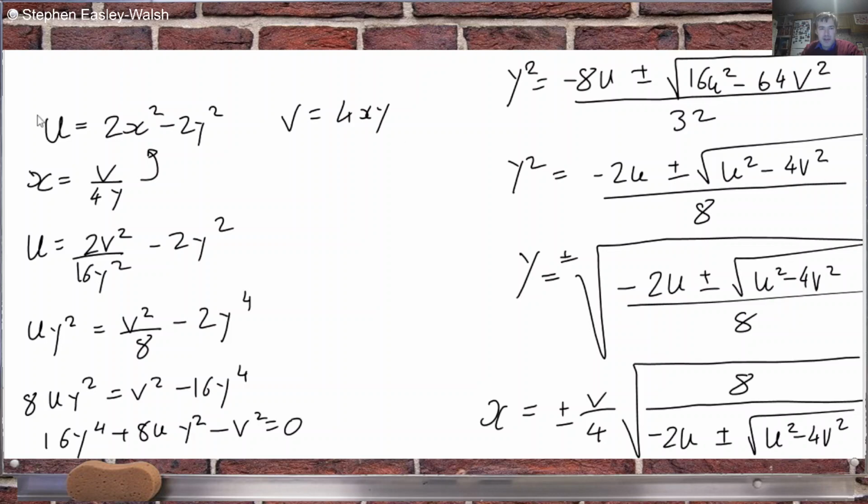Let's do a quick check of all this algebra. Okay, so x is v over 4y, yep, and then that got subbed in there. So that's 2v squared over 16y squared minus 2y squared. What did I do next? That's multiplied by y squared, so that's uy squared. That leaves v squared 2 over 16, which is 1 over 8, minus 2y4, multiplied by 8, so there's an 8 there, no 8 there, and a 16 there. Take that to the left, that's a 16, the 8 still there, and minus v squared.